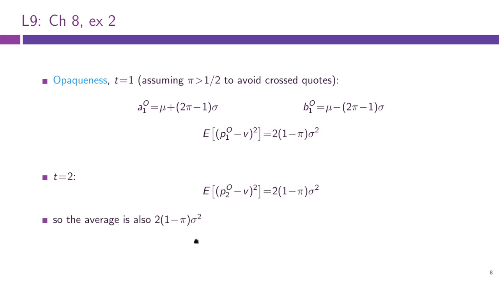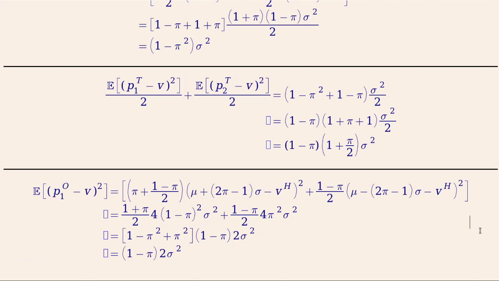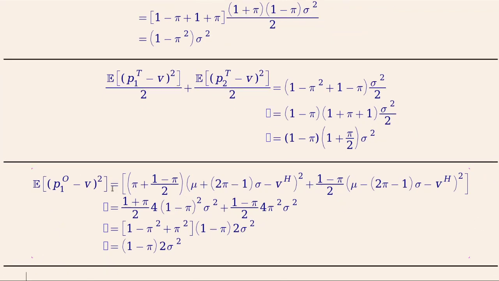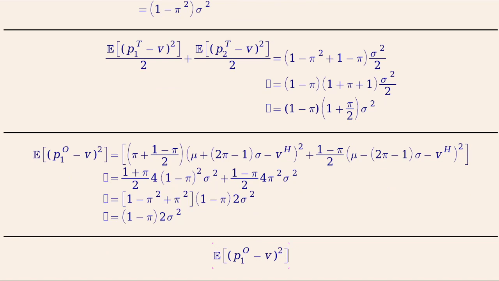In period 2, we know that price will always be equal to V, so the ask quote will be at VH, bid quote will be at VL. So no derivations here. Just going back here and doing this thing again. This will be slightly faster.